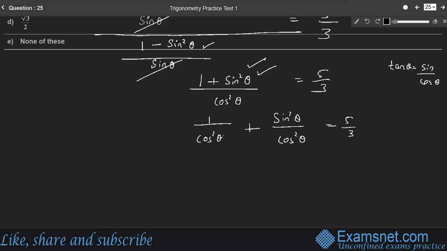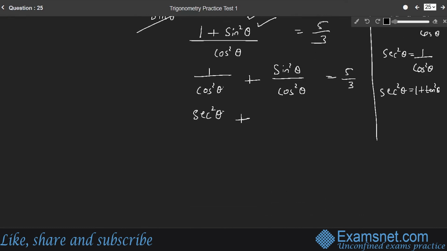So here 1 by cos square theta. First let us convert the cos square theta into secant square theta, because 1 by cos square, the inverse of cos, is secant, right? So secant square theta is equal to 1 by cos square theta. So we'll write 1 by cos square theta as secant square theta. Why do we need secant square theta? Because secant square theta is equal to 1 plus tan square theta. We can write secant in terms of tan, right? Therefore, we have taken secant square theta here.